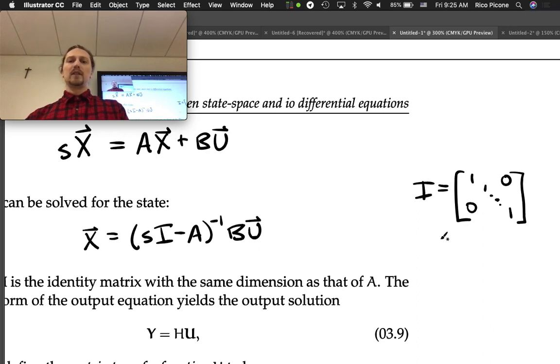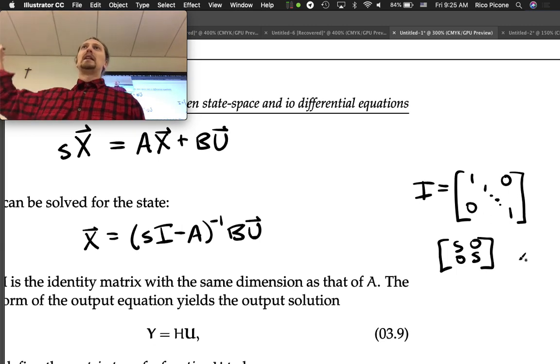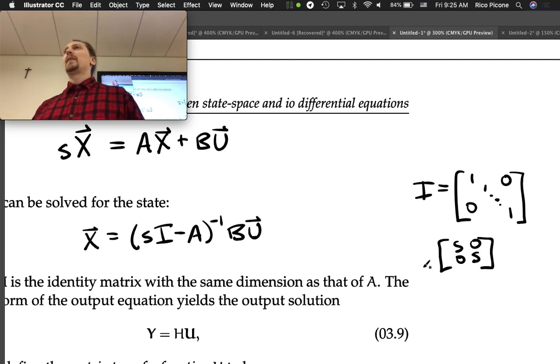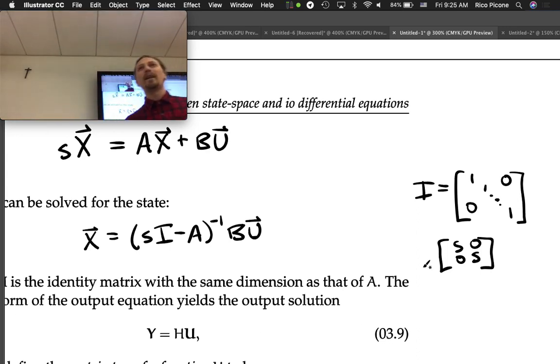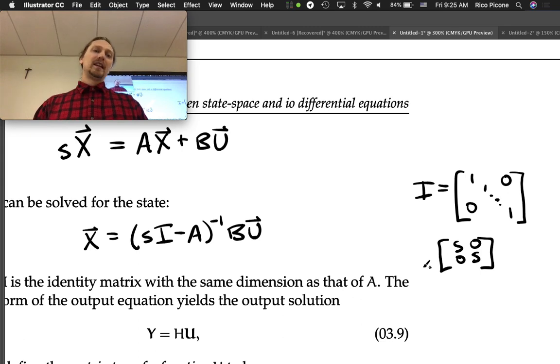So if A is 2 by 2, then S times I is going to just be S, 0, 0, S, right? The 2 by 2 identity matrix multiplied by S. The S multiplies each term in the matrix because it's a scalar multiple of a matrix. So if you're feeling like, oh man, matrices, it's been a little while since I thought about them, it might be worth going through and reviewing those a little bit. We're not getting into huge detail, but you do need to be able to take the inverse of a matrix, multiply matrices, and subtract matrices for this portion.